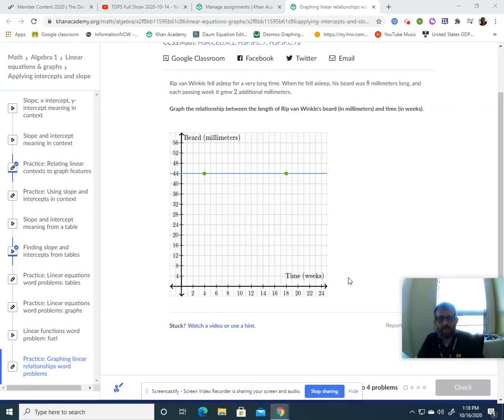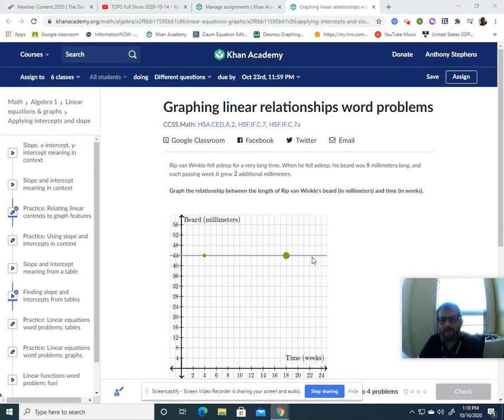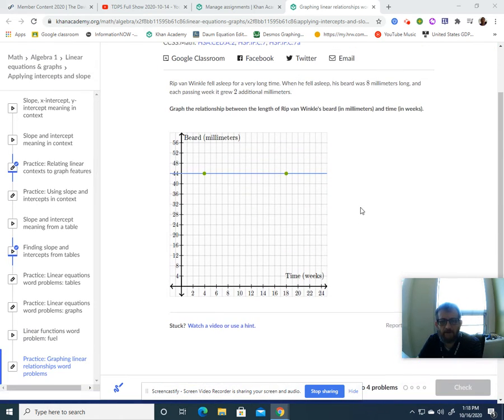All right, here we go again, guys. I'm going to do some of the homework. This is the finding slope and intercepts from tables one. Is that what this one's called? No, graphing linear reception word problems. That's what this one's called.